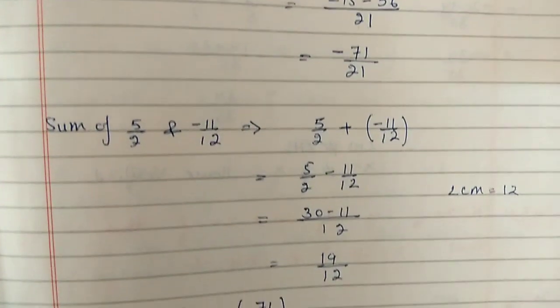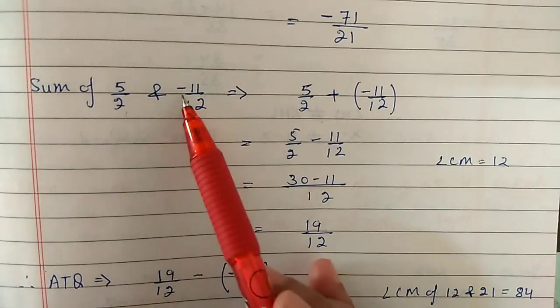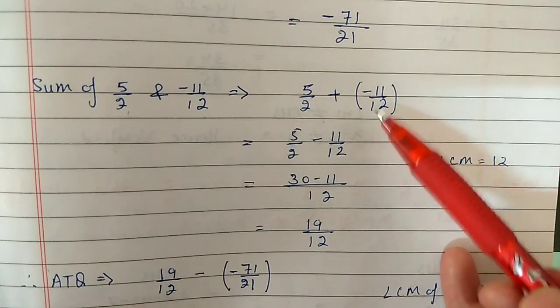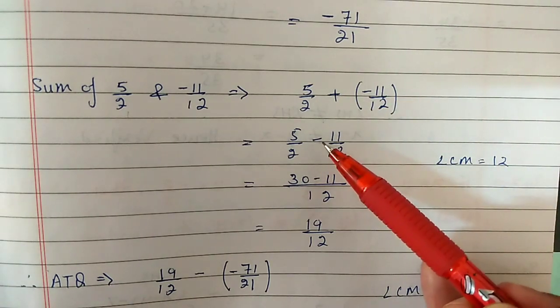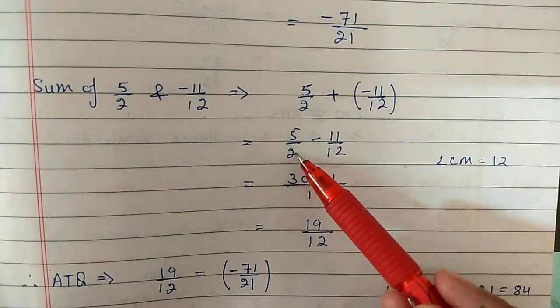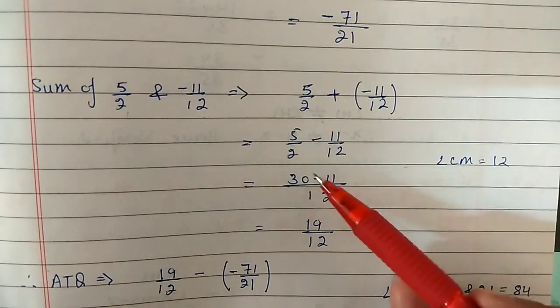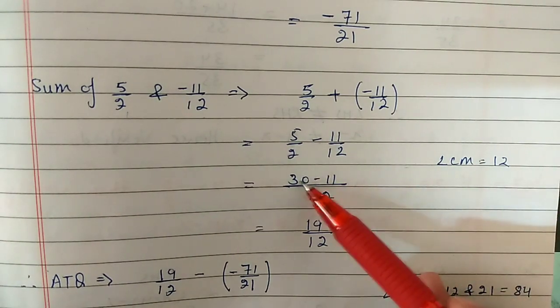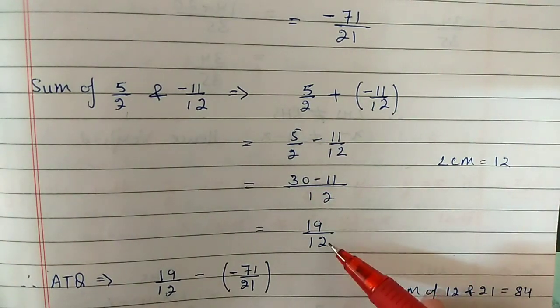Now do the sum of the other two numbers, 5 by 2 and minus 11 by 12. 5 by 2 plus minus 11 by 12. Plus minus will become minus. Take LCM for 2 and 12, that is 12. 2 table it is coming 6 times, so 6 5s are 30. 12 table it is coming 1 time, so 11 1s are 11. 30 minus 11, 19 by 12.